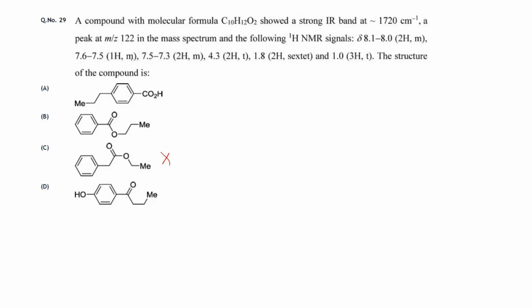And this peak at 122 is basically due to the benzoic acid fragment. In this case, if we try to break like this, it is an abnormal type of break, so this never will show the 122 peak. So we can almost neglect this one. And in this case, an OH will be there, so we can also neglect it.